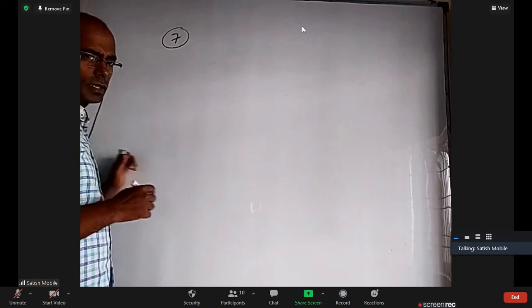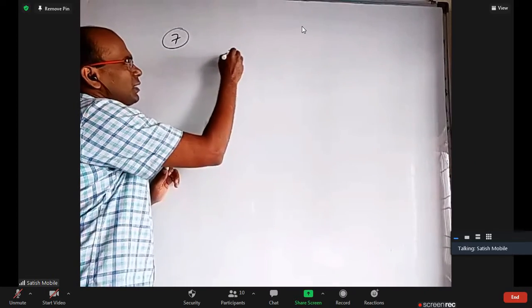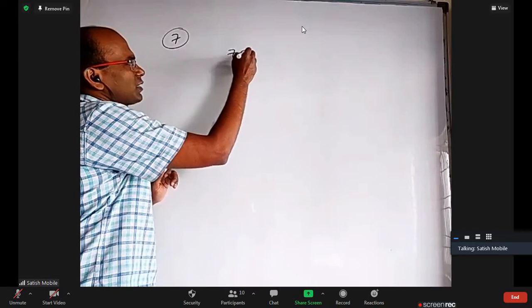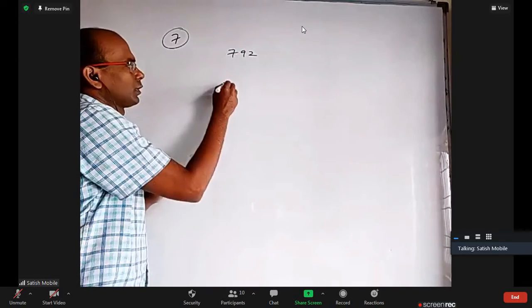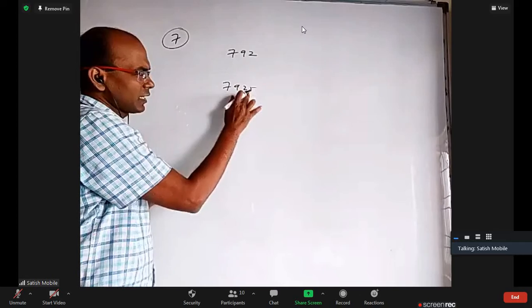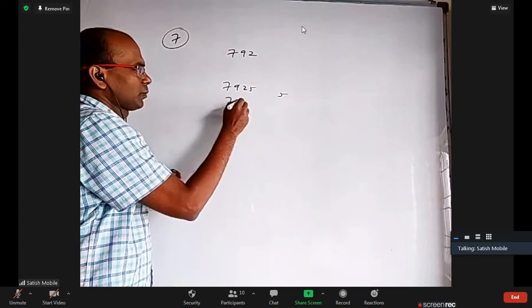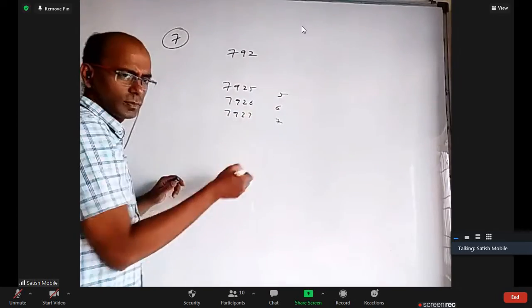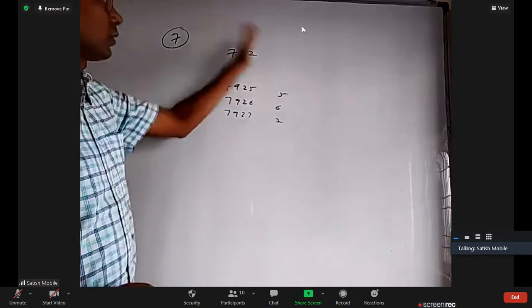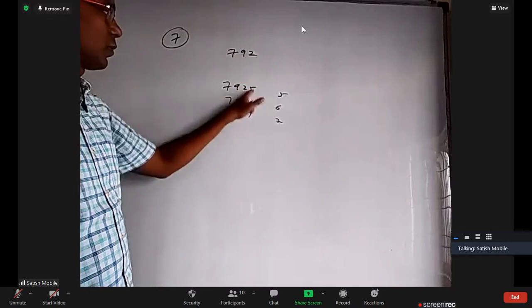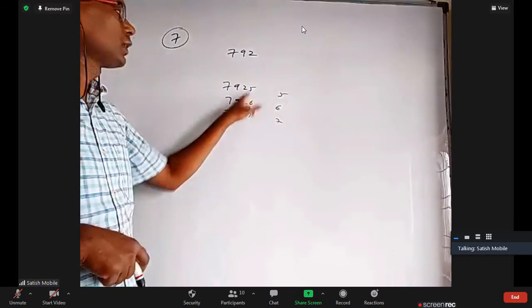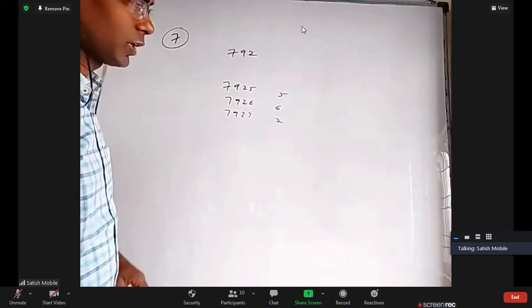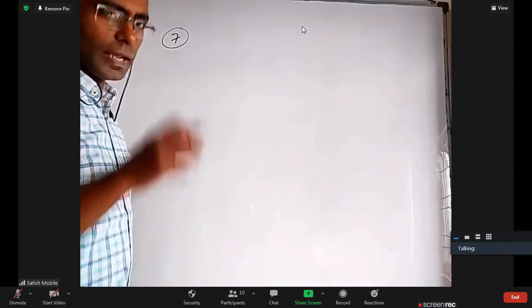What this question is, for example, let's say 792 is a number. If I put 5 at the end, it should be divisible by 5. If I put 6 at the end, it should be divisible by 6. If I put 7 at the end, it should be divisible by 7. So take that number, put one more unit digit, whichever you want, and the result should be divisible by that digit. Of course, 1 to 9. That is the question.